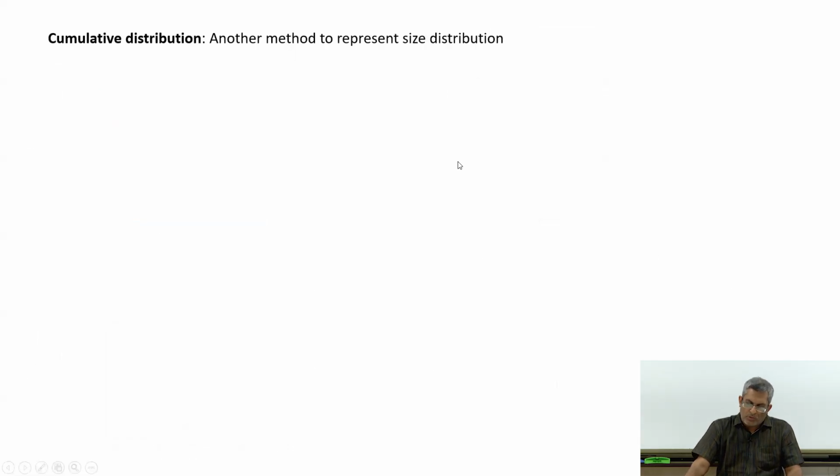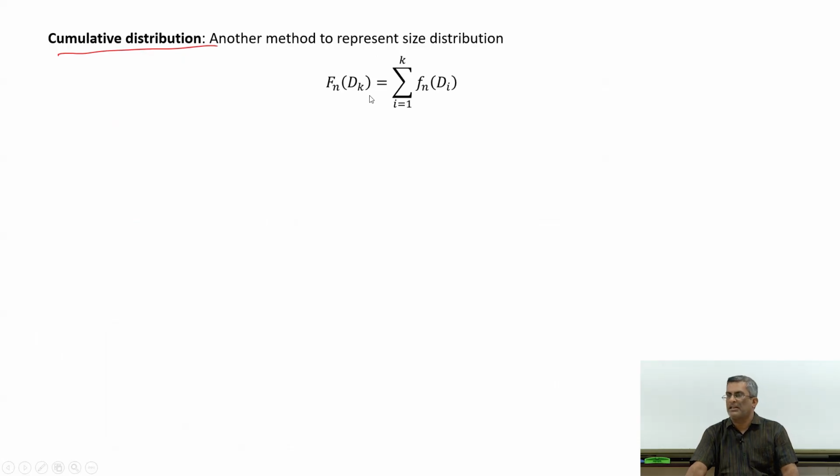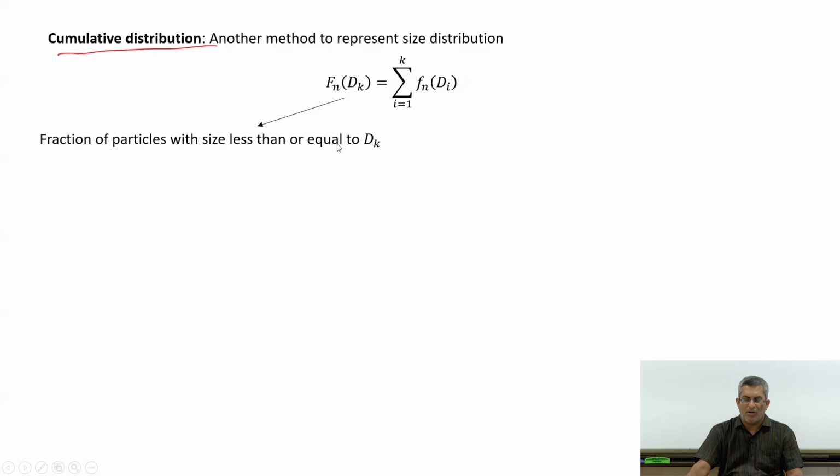There is another method also to represent particle size distribution, and that is by considering cumulative distribution. Cumulative distribution, or cumulative probability, can be expressed through this expression. So physically, what does it mean first of all? This means the fraction of particles with size less than or equal to some size, in this case, let's say dk. So let's say dk is the size for which you want to find the cumulative probability. This means that you are referring to the fraction of particles which are less than this size dk in this entire distribution. So how do we get it? By adding up the probabilities below that size. So this mathematical expression basically tells you that.